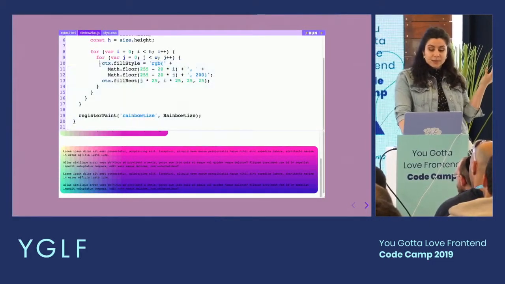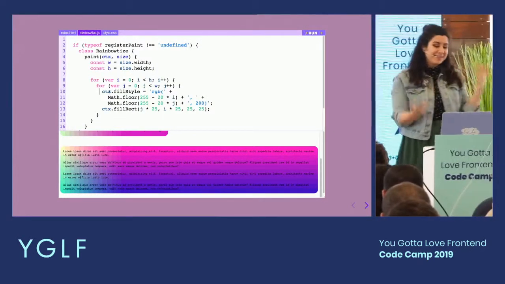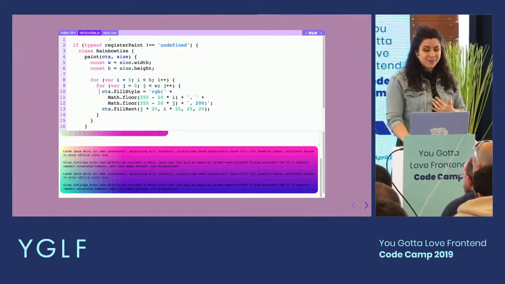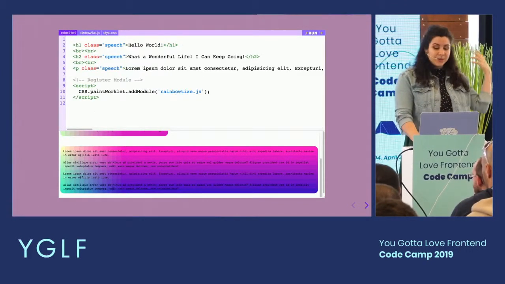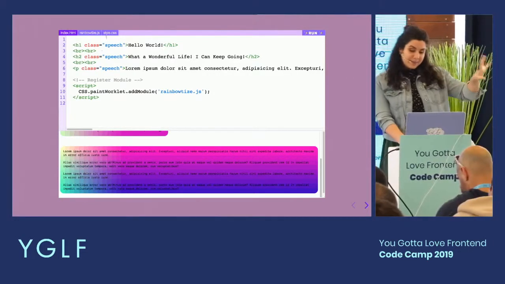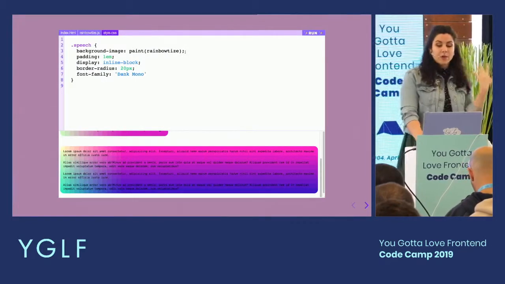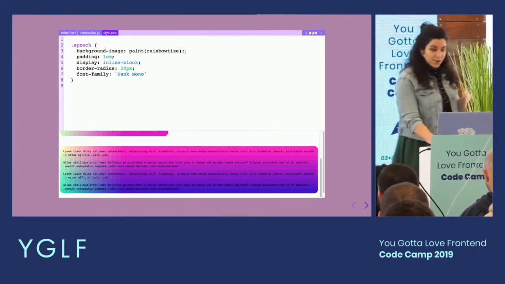Here's an example of something that I was just playing around with. I created this rainbow ties worklet, just going through and updating colors based on the size that we have in the rectangle. And then again, you CSS.paintWorklet.addModule, you add it to that space. And then here I can just access it with background-image: paint(rainbow-ties), which is what I called it, or whatever name you give it.